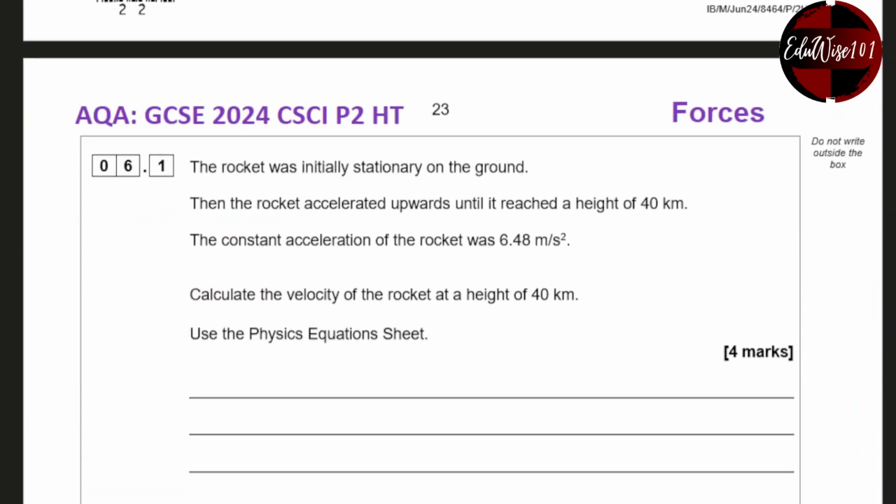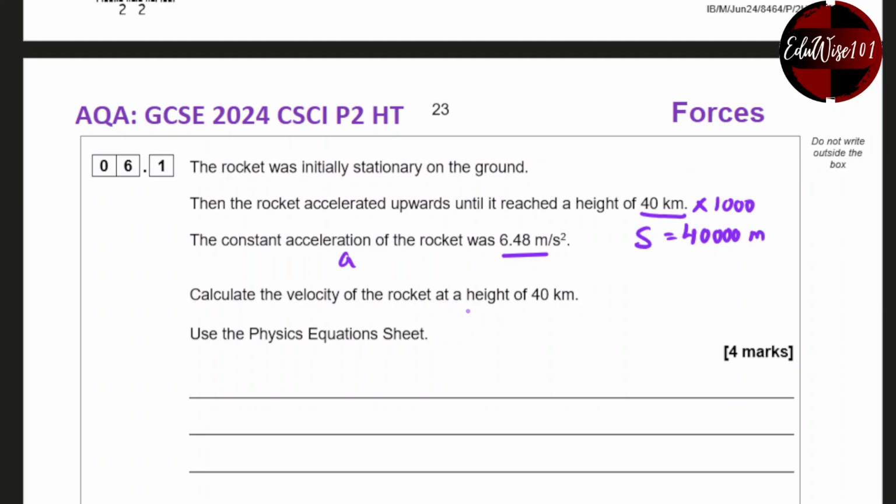So the rocket was initially stationary on the ground. Then the rocket accelerated upwards until it reached a height of 40 kilometers. Again, let's change it to meters. Multiply that by 1,000. That gives me 40,000 meters. The constant acceleration of the rocket was 6.48 meters per second squared. That's the acceleration, and this would be the distance, which is s.